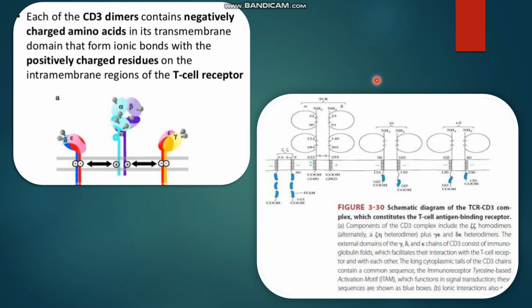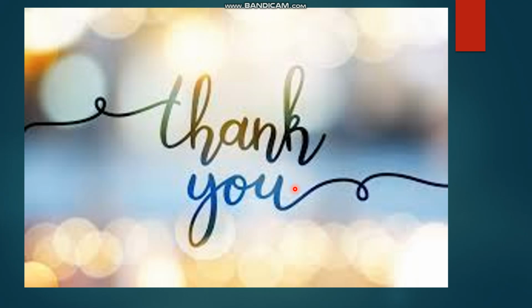This is a schematic diagram of the process in which this is the alpha beta TCR, these are the two heterodimers of gamma epsilon and delta epsilon, and this is the homodimer zeta zeta. By this process, the signaling takes place in the T cells.